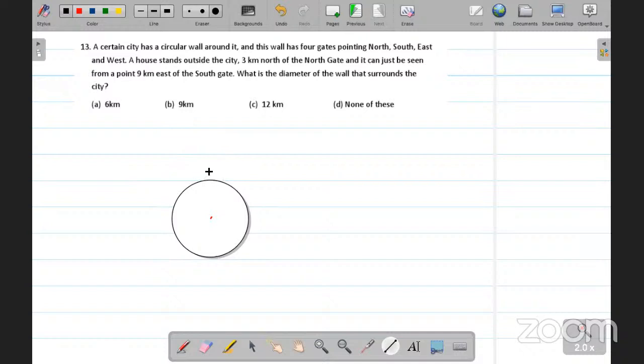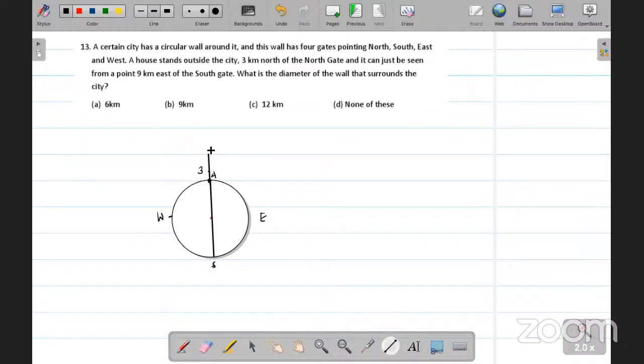So there are 4 gates. Let us say this is the north gate, this is the west gate, this is the east gate, and this is the south gate, right? And this is your circular wall. And where is the house? 3 kilometers north of the north gate. So let's say this point, 3 kilometers north of the north gate. Let us call this point A.